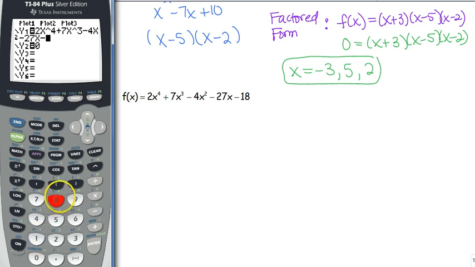minus 18. Now make sure that you go back and double check. The longer the equations get, the more likely you are to enter a number incorrectly. So always double check the equation in your calculator and make sure that you didn't press a wrong button, a minus when it should have been a plus, and so forth. Alright, so we go ahead and graph that.